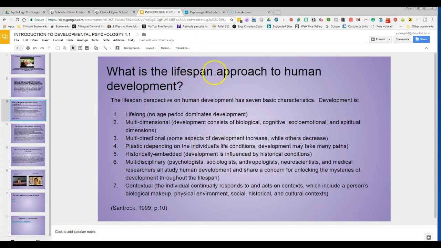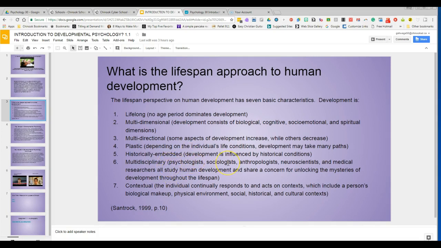So what they're saying here, the lifespan approach to human development, plastic in this case is not the substance plastic, but plastic means that it is able to move, it's bendable, it takes different paths. That's what the plastic here means. Okay, it's historically embedded, so historical conditions lead to who we are.